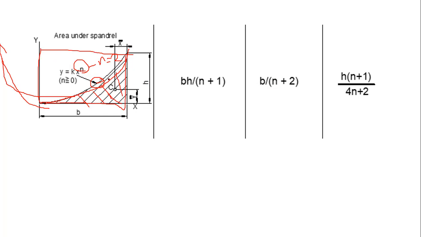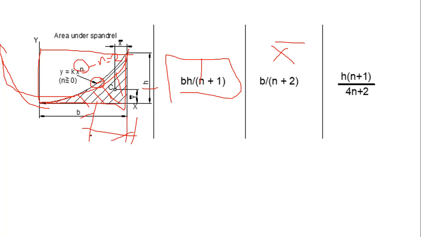And how are we going to compute the area? You have to use this formula, b and then h over n plus 1, where n is the degree. If it's, for example, kx squared, meaning that's a parabola, n is equal to 2. So this is x bar, starting from here. It's b over n plus 2.